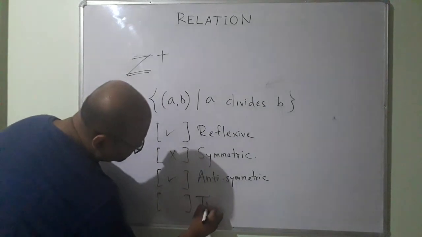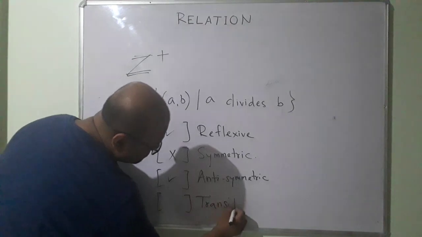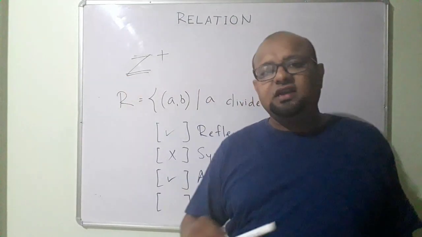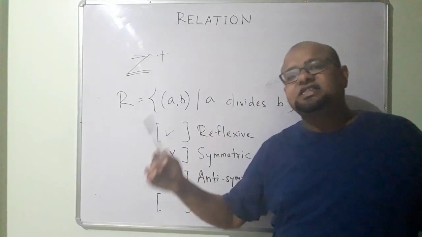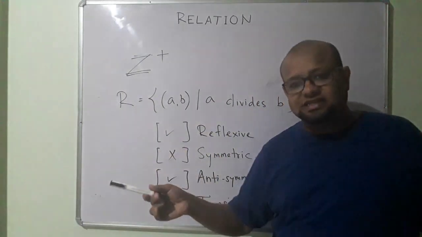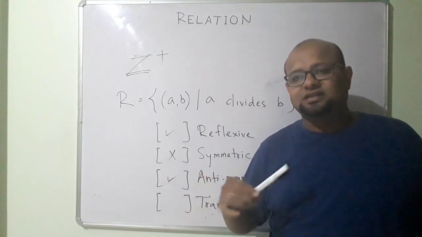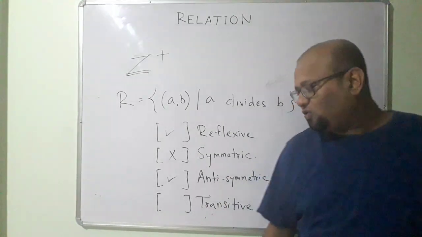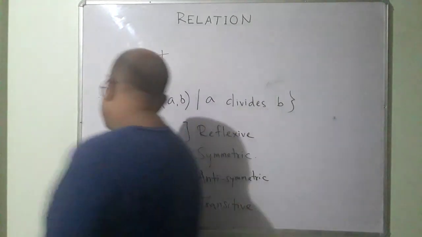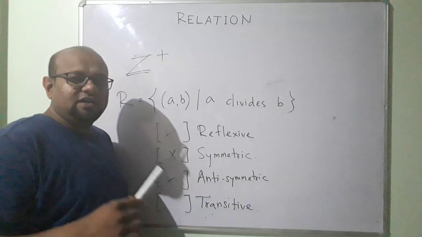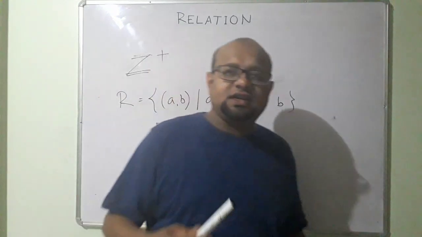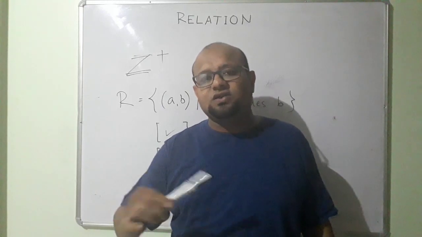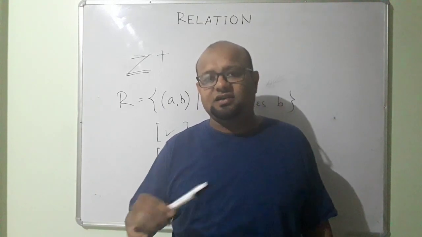Now, is it transitive? Now say A divides B and B divides C, then does A divide C? Okay, simple question. We know from the fundamental theorem of arithmetic that this is true. If some A divides B, then AB is in the relation. If B divides C, then BC is in the relation. The question is, is AC in the relation?